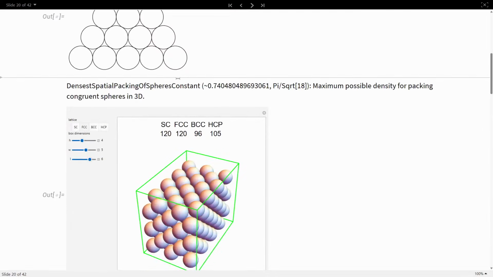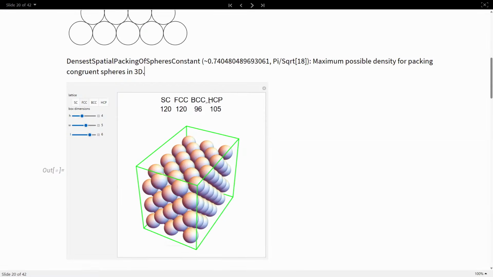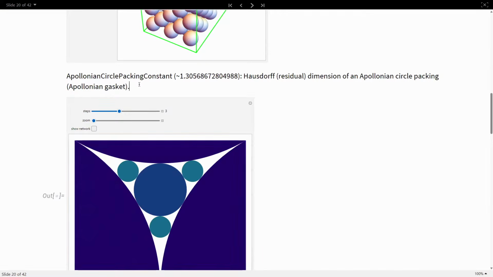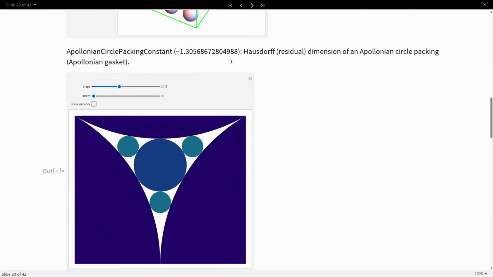For spheres, the densest packing, I believe it's now proven, the Kepler conjecture, I believe Thomas Hales proved that. The densest packing is pi over the square root of 18 using the face-centered cubic packing. We can look at the density of Apollonian circles, or we can take a look at the Hausdorff dimension. And as we increase the number of steps, we get a fractal that has this particular Hausdorff dimension.